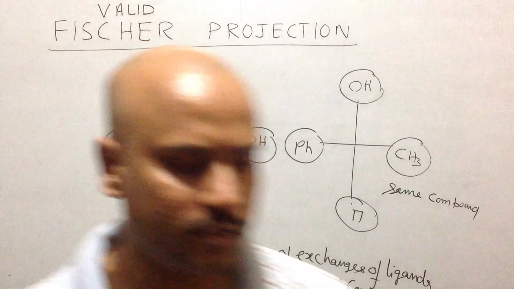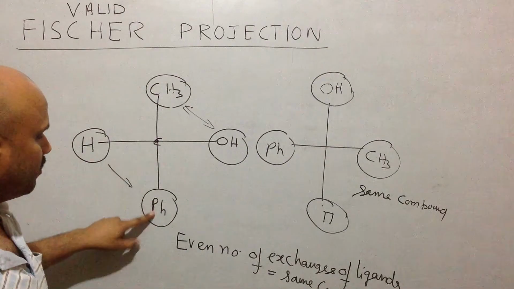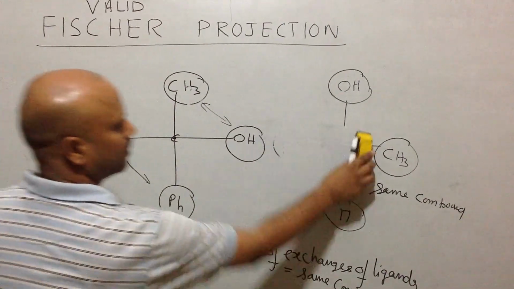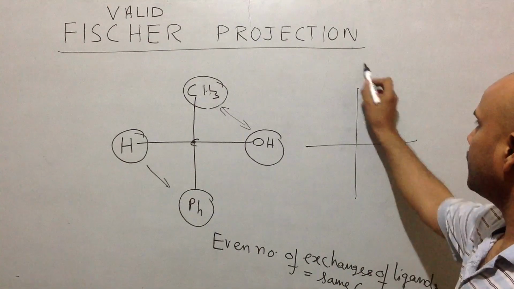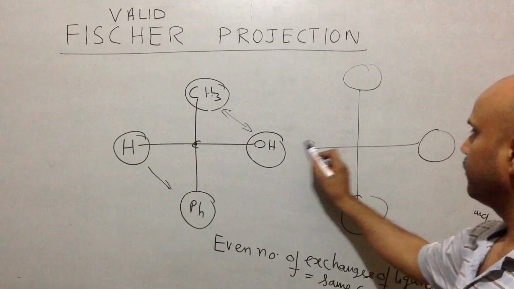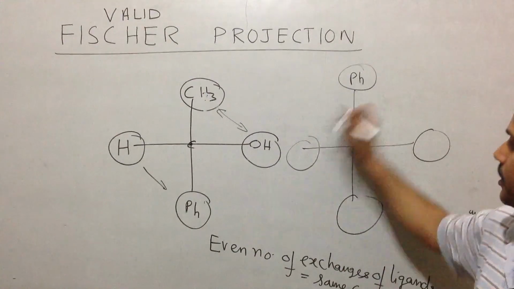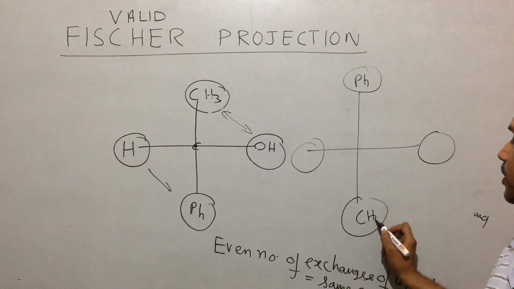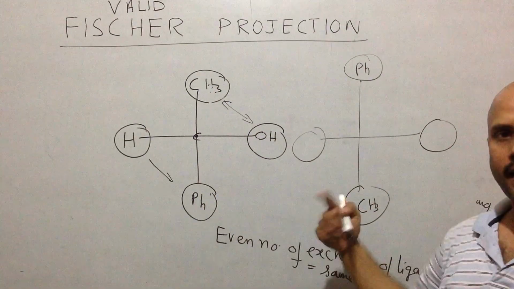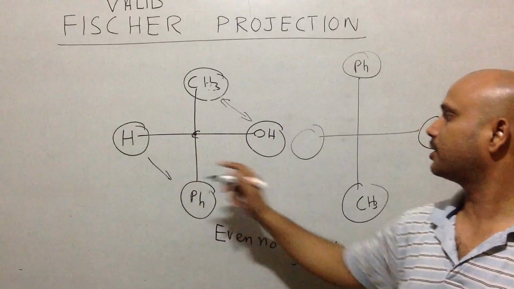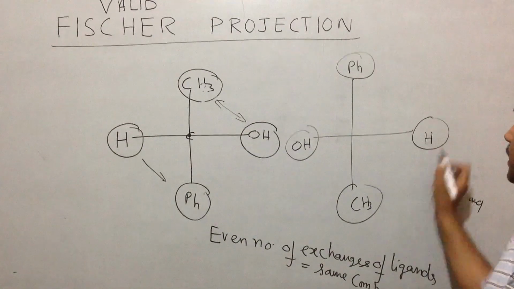Similarly, it is not necessary that only these two could be exchanged. We can exchange CH3, PH or OH. For example, I have 4 positions to be filled. What I can do, I can exchange CH3 with PH. See, I have written PH here and CH3 at the bottom. This is one exchange. CH3 has been exchanged with PH. Now the second exchange is, I can exchange OH with H. OH on the right side, I can bring to the left side, and H. This is again the same compound.